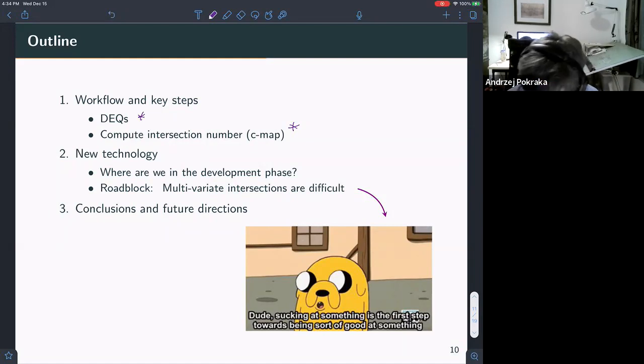For example, multivariate intersections are at the moment quite difficult, but that's not so much of a problem. We're still in the learning phase, and it's still worthwhile to figure out what the smart choices and better algorithms are for doing such things.